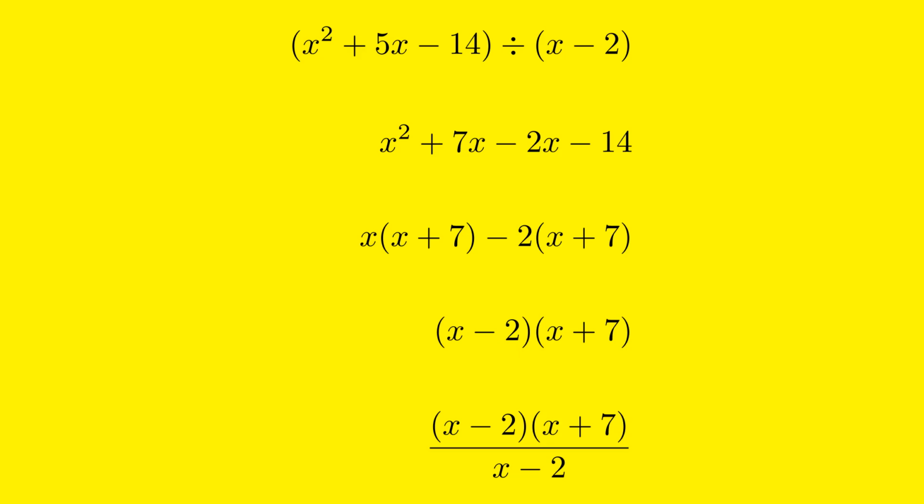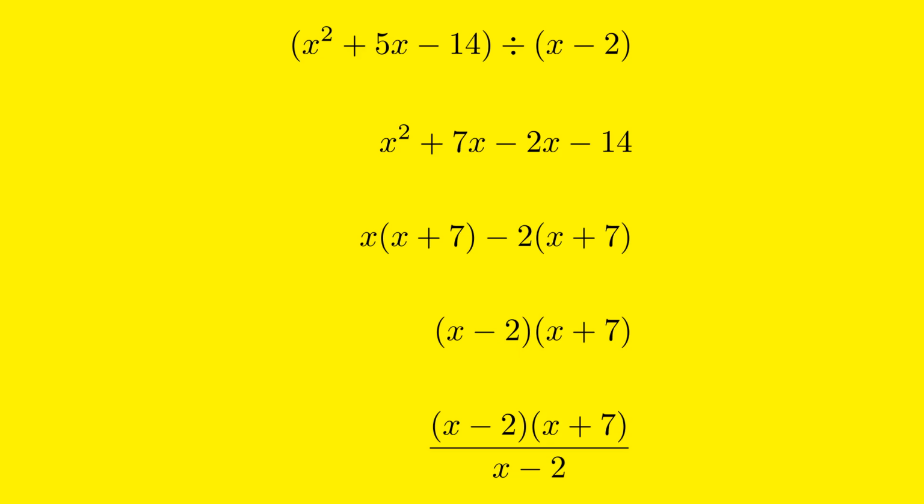These numbers are positive 7 and negative 2. Since 7 times negative 2 equals negative 14 and 7 plus negative 2 equals 5. Next, we rewrite the quadratic expression by splitting the middle term using these two numbers. The expression x squared plus 5x minus 14 can be rewritten as x squared plus 7x minus 2x minus 14.